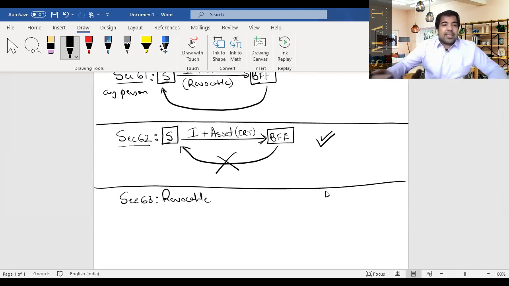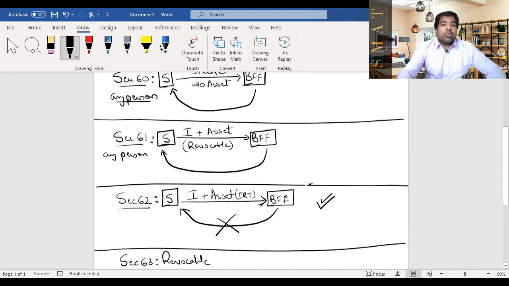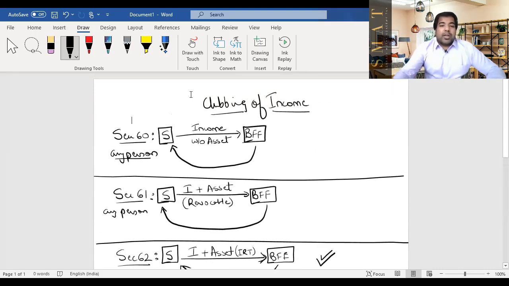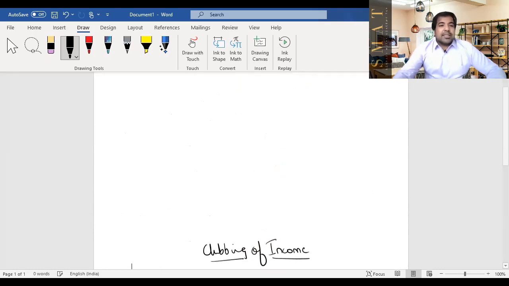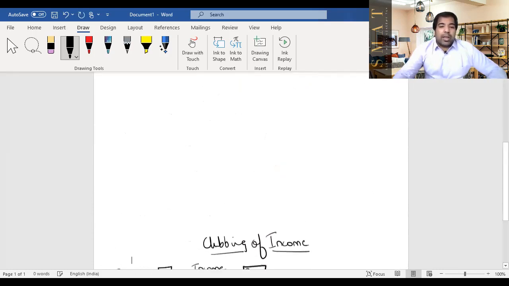let's say you give the asset under an agreement that this asset will be irrevocable till the lifetime of the BFF. So till your best friend is alive, the asset is his, but once he dies, the asset comes back to you. So in that case, that will be a revocable transfer then, and after that, the income will be in your hands. So guys, all these sections apply to everyone. So whether you're a company, individual, or partnership firm, 60, 61, 62 apply to everyone.